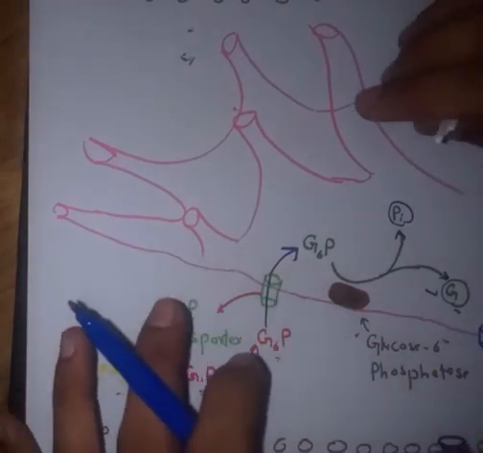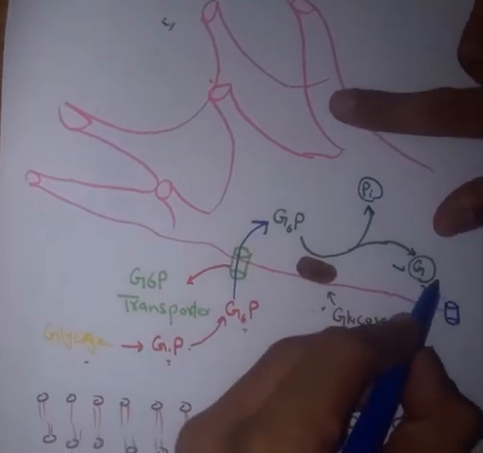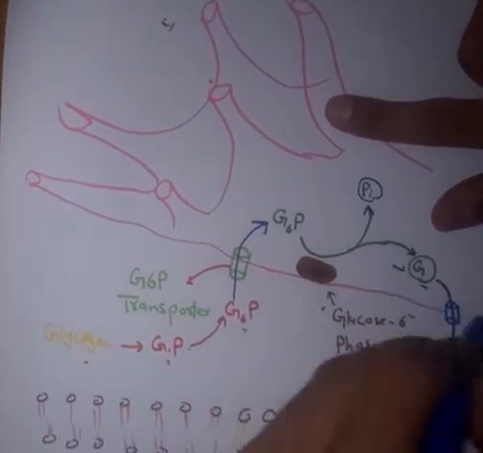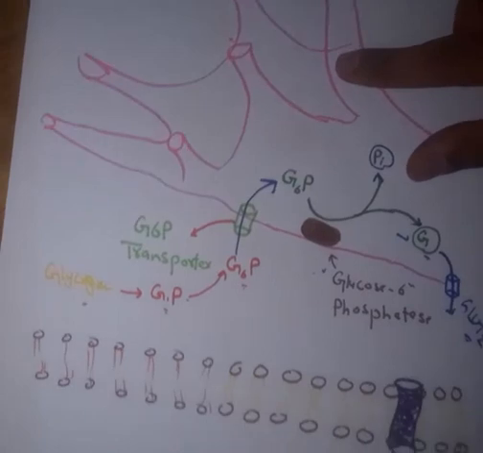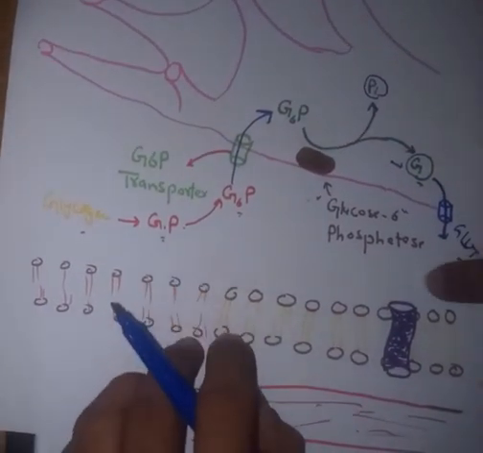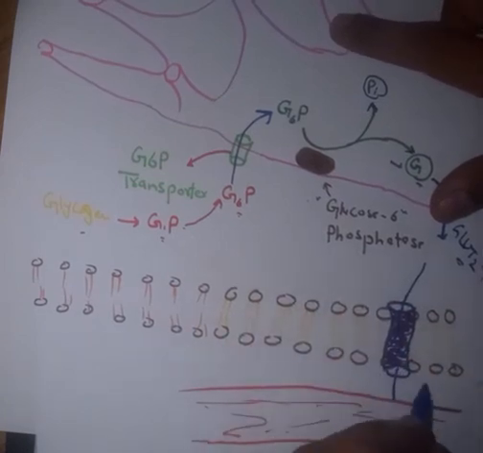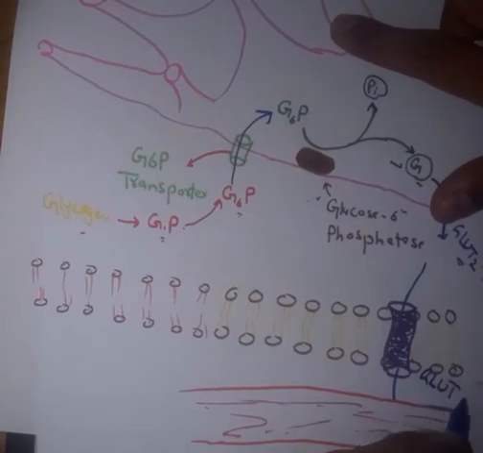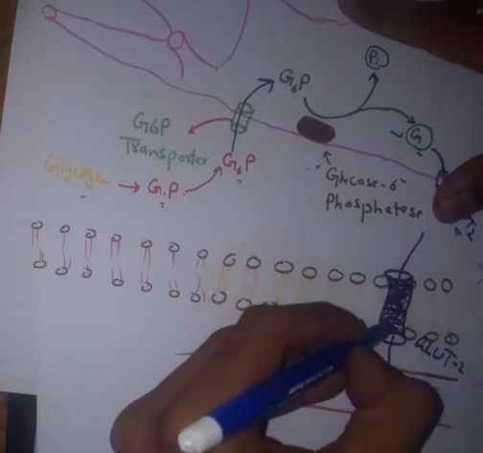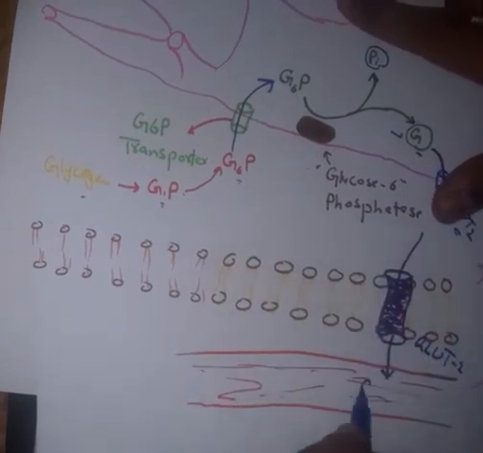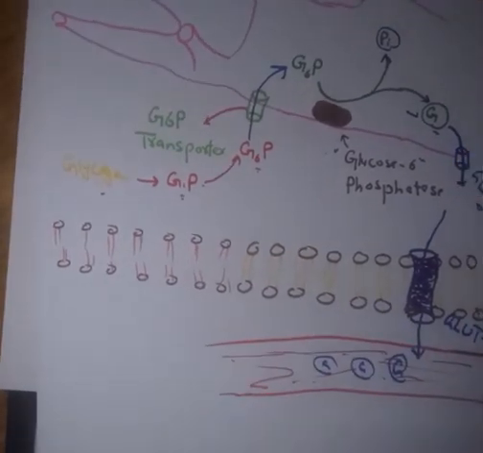Now inside the smooth endoplasmic reticulum, glucose 6 phosphate has been converted into glucose. Now this glucose, with the help of glucose transporter 2, that is called GLUT2, will come out of the smooth endoplasmic reticulum into the cytoplasm, and from the cytoplasm, with the help of another glucose transporter present on the plasma membrane, it will cross and enter inside the blood. Now it will distribute throughout the body to meet the energy demand.